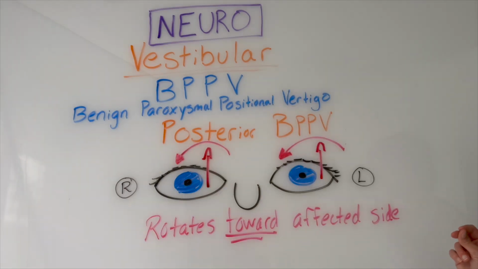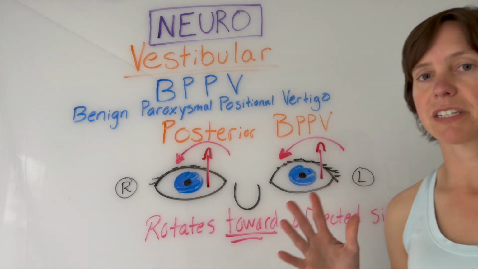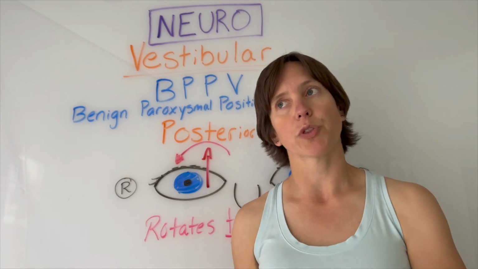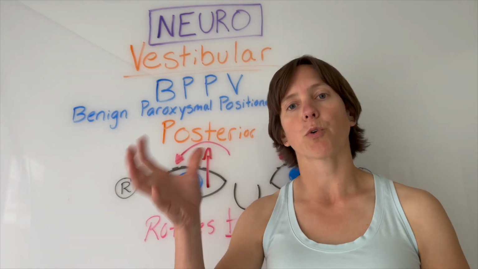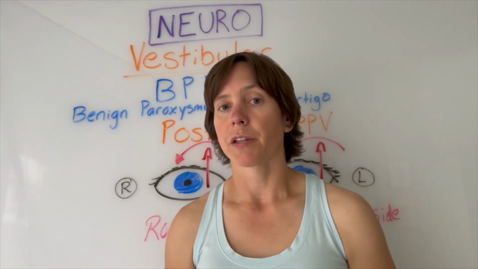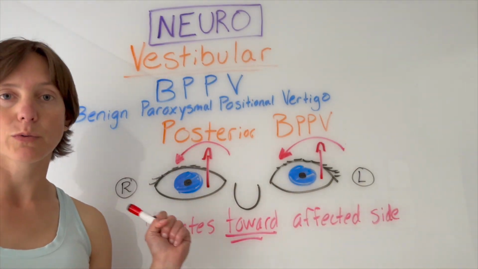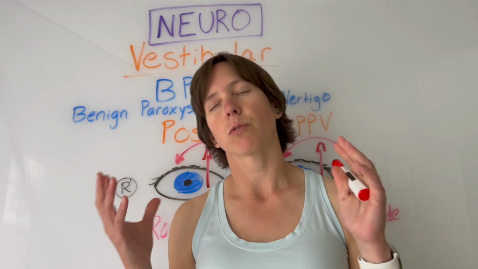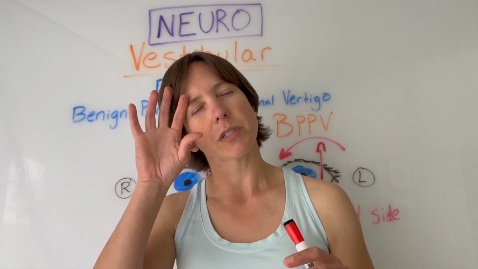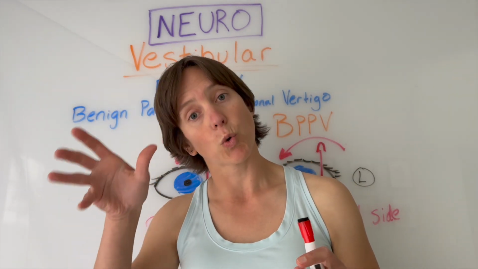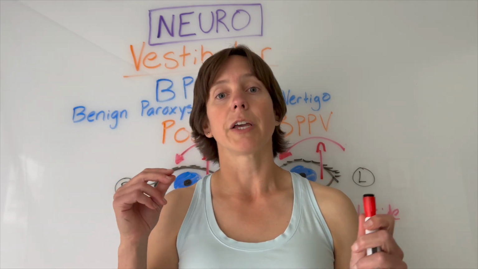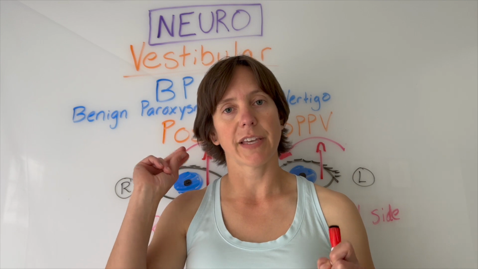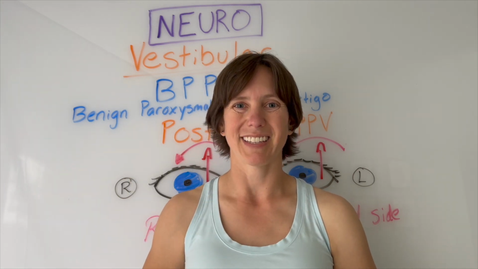When you're looking for nystagmus, there might be a 5 to 10 second latency, which means a 5-second delay after you put them in that positional rotation before the nystagmus starts to occur. Like I said, the nystagmus is always going to rotate towards the affected side. So for example, if you have them in a right head hanging position and you see the nystagmus rotating towards the patient's right, it would be a right posterior canal that is affected with the BPPV.